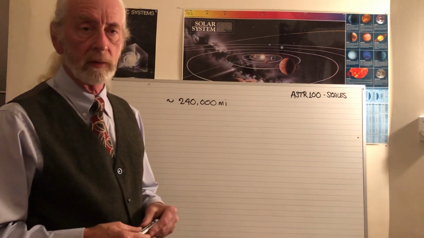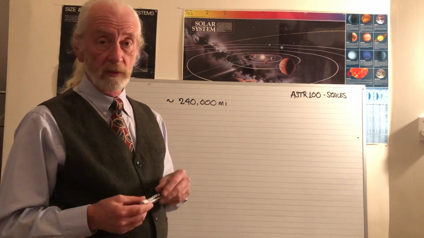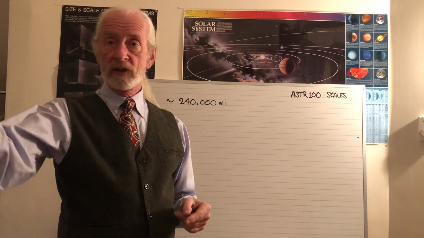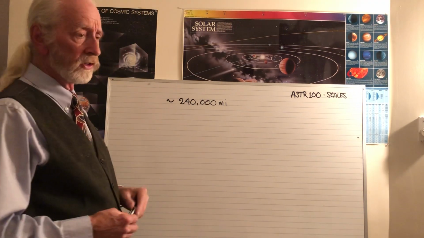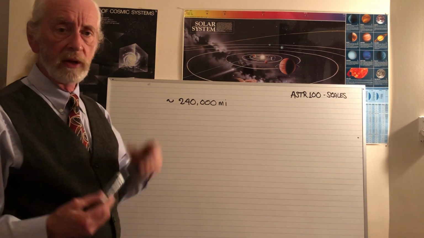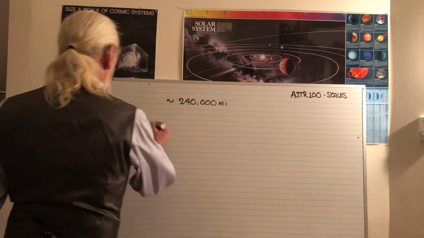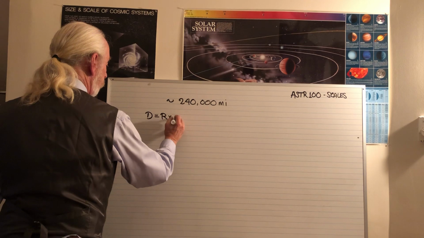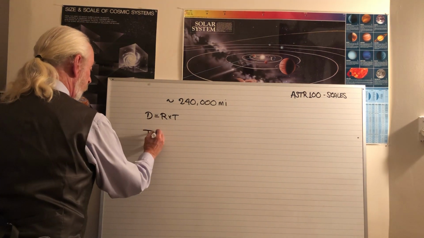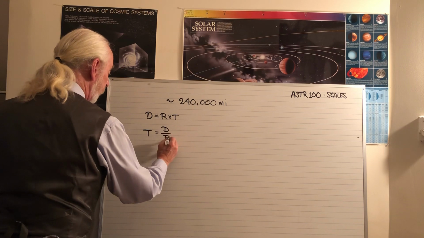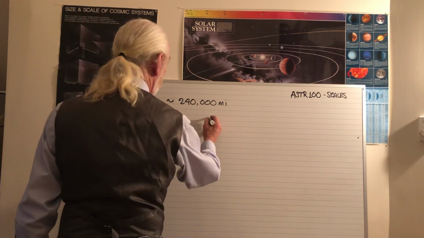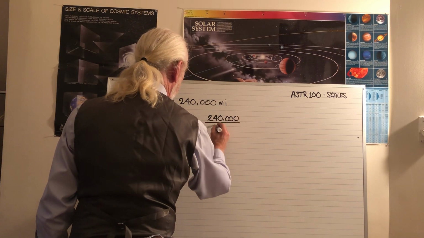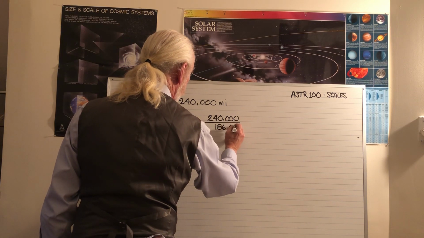Now, how is it we're able to see the moon? Well, the sun shines on the moon, that light bounces off the moon, covers 240,000 miles of distance until it hits our eyeballs. The question is, how long does it take that light bouncing off the moon to get here? Well, here's the first physics you ever learned in grade school. Distance equals rate times time. So time equals distance over rate. My distance, 240,000. My rate, 186,000 miles per second.